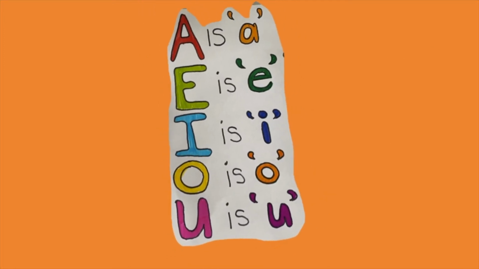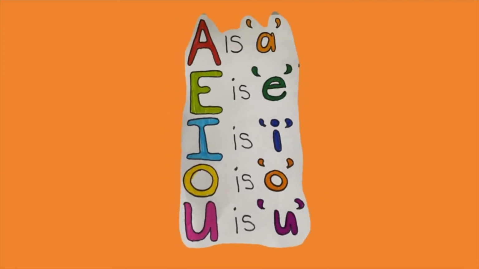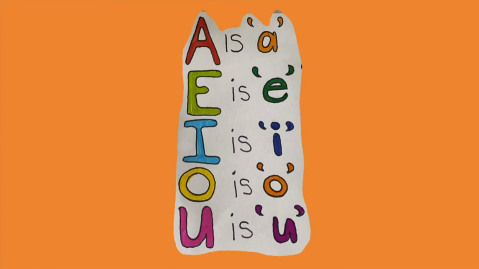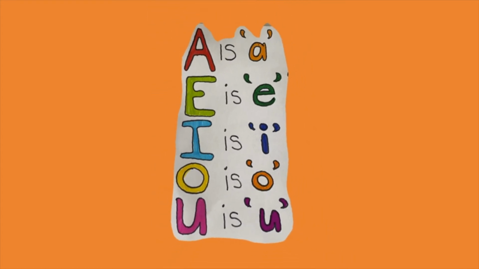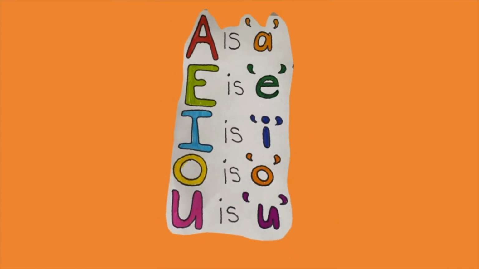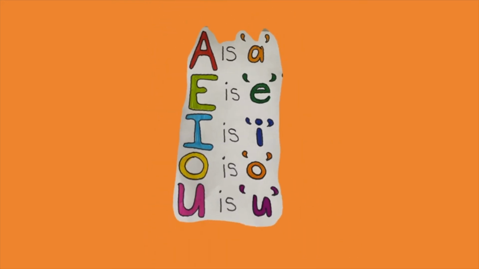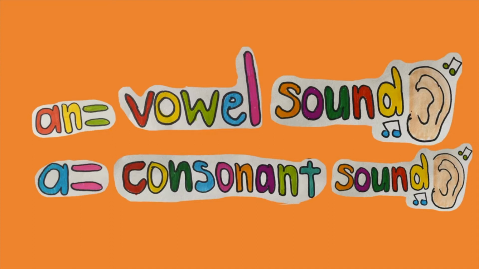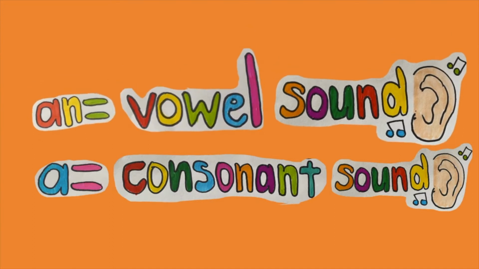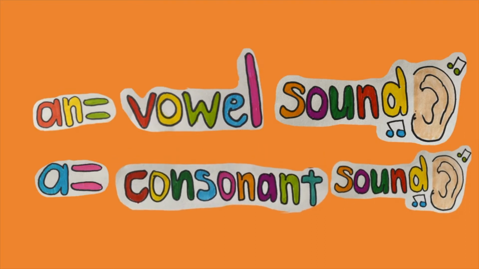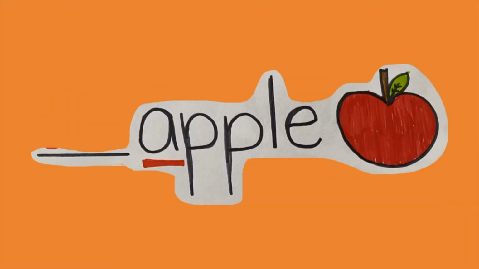A is /a/, E is /e/, I is /i/, O is /o/, U is /u/. Your turn. A is, E is, I is, O is, and U is. So we use an if the word begins with a vowel sound, and we use a if the word begins with a consonant sound. Let's use an example to explain it a bit better.